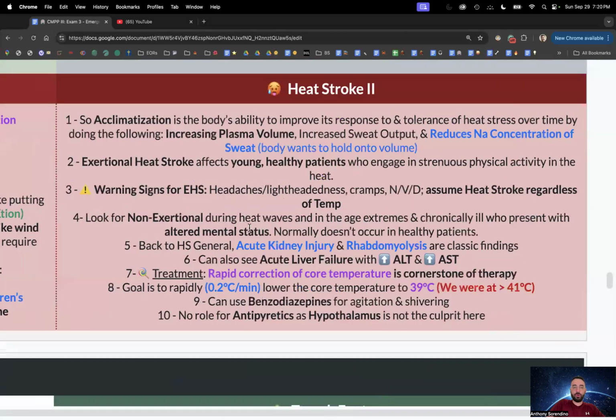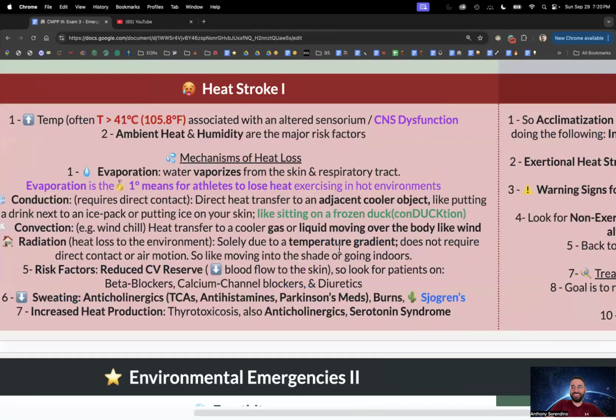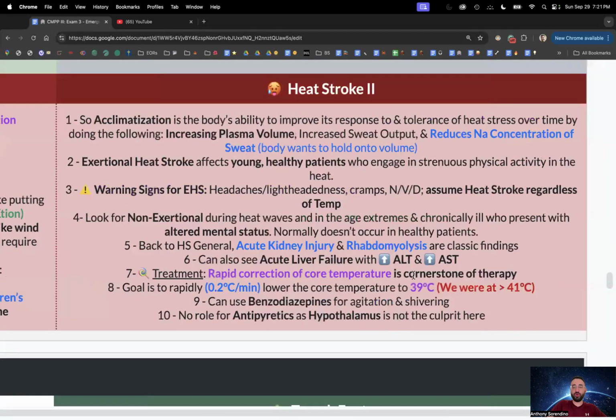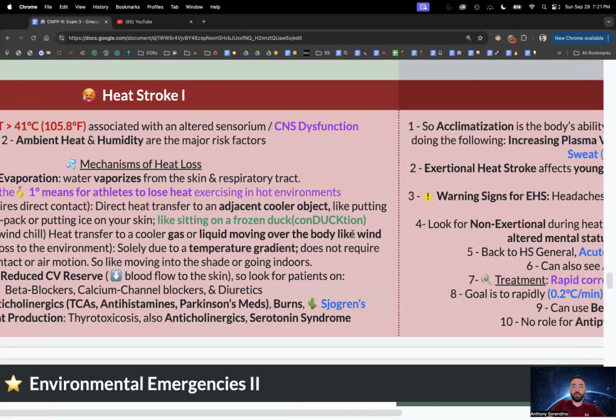More about heat stroke. A lot of stuff you want to treat slowly, like hypertension, for example. But this you can totally cool rapidly. So you want to get them to 39. God, I hate Celsius. We were at greater than 41, at least that's the risk with the altered sensorium. We want to get them down to 39. And this is always good to know: you can use benzos like Ativan for agitation and shivering as you are cooling them down.